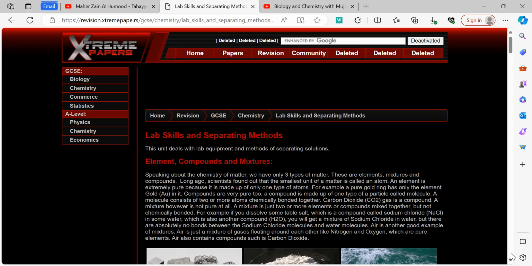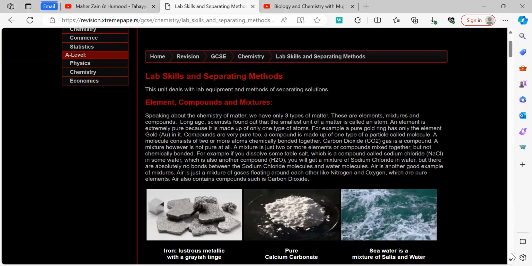There are 118 elements in the periodic table, and they have been classified into various groups and periods based on their chemical and physical properties.